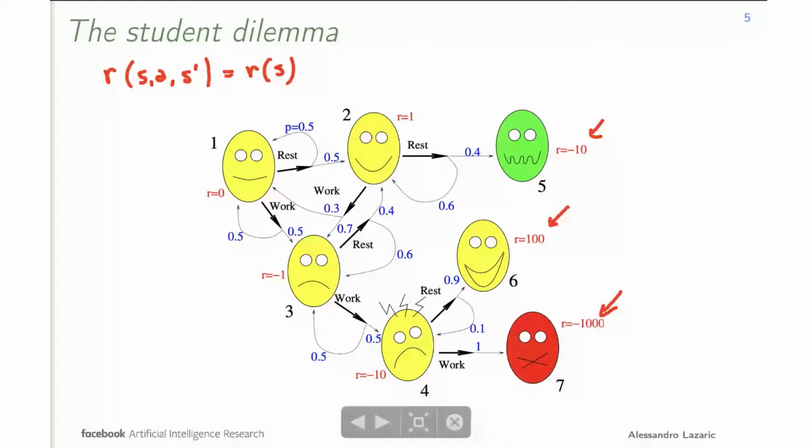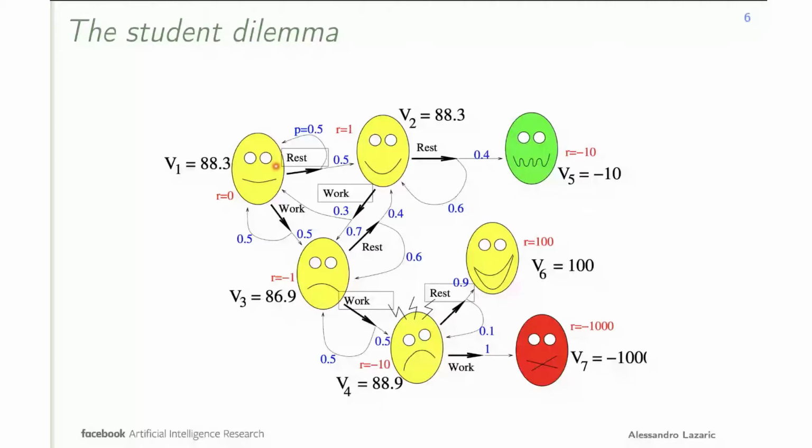Okay, so now I propose a policy here, and what we would like to understand is what is the expected cumulative sum of rewards that I can obtain by following this policy. So let's consider this policy, for instance. The policy says when I'm here, I take a rest. When I'm here, I work. When I'm here, I take a rest. And when I'm here, I work.